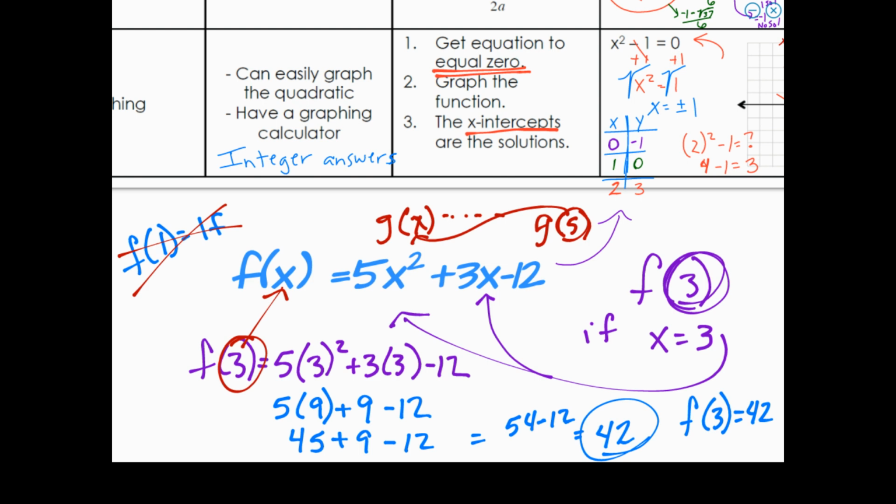You still do the same thing. You're just, if it says g of 5, then you would use whatever equation says g of x equals whatever. Does that make sense? Okay, this is just the name of the function, so that way you'll know which one to substitute it in for.